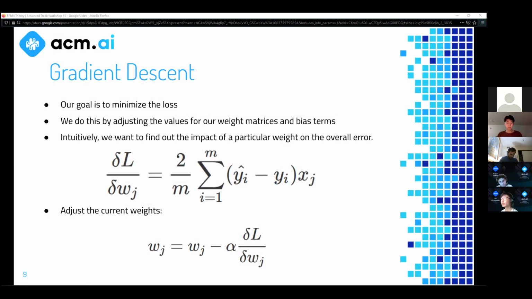So now that we have a hypothesis function and a cost function to measure how well it's doing, we need an algorithm that adjusts the weights of the hypothesis function in order to reduce the overall cost. So our goal is to minimize the loss. The loss is another term for the cost function as well. And we do this by taking the partial derivatives.